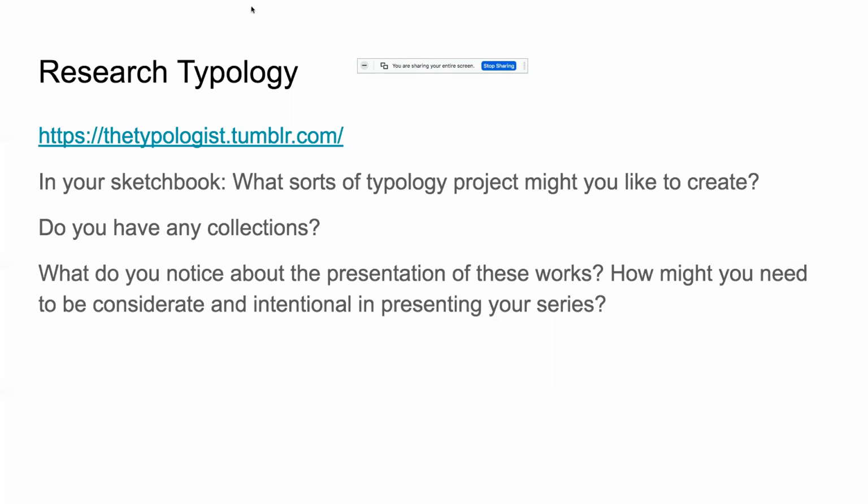What I would like you to do today is to research typology. There is a good link here to the typologist Tumblr, and this person just really collects different typologies. In your sketchbook, I want you to write a couple of things. What sort of typology project might you like to create? Thinking about this, do I have any significant collections of things? Or could I collect specific things from a family member? You might borrow something.